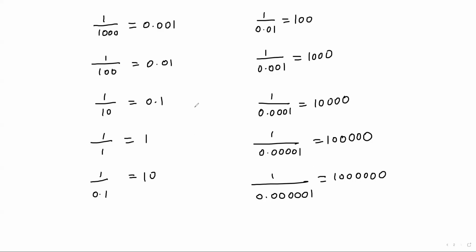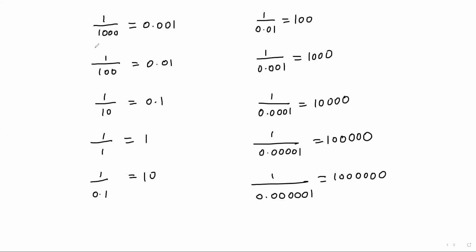Okay, here, first I start dividing the number 1 by 1000. I got a small value, 0.001. Then I divide 1 by 100. Again, I get a small value, 0.01. So every time I divide the same number 1 by a different value: first 1000, then 100, 10, 1, 0.1, 0.01, 0.001. What I'm doing here is decreasing the divisor for 1.